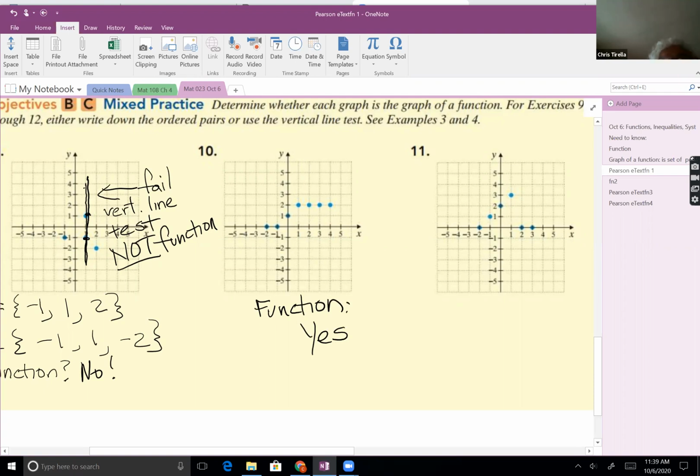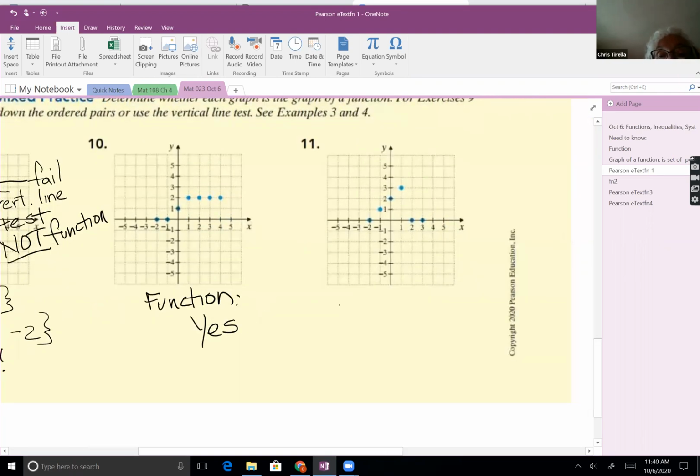If I look at question number 11, is this one a function? Is there any place I can draw that vertical line and have it intersect more than one point? That's only one, only one, only one. Do you see how any vertical line is only going to touch it once? So it is a function. And sometimes, if you have a graph in front of you, using that vertical line test makes it easier to determine.